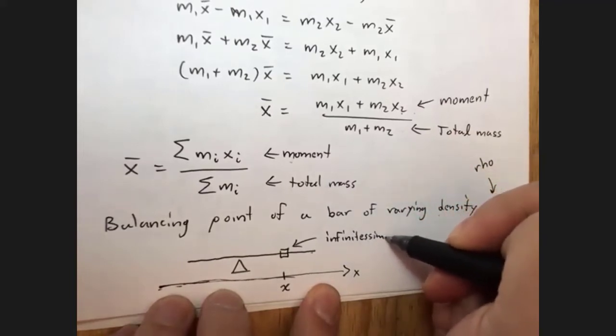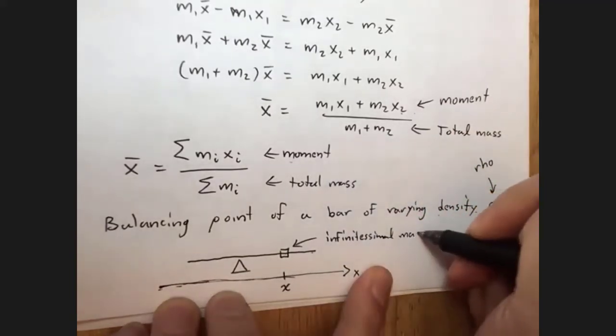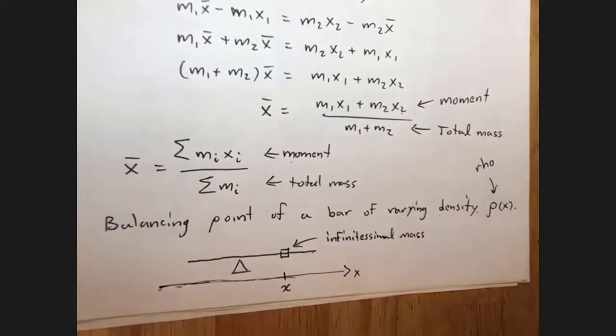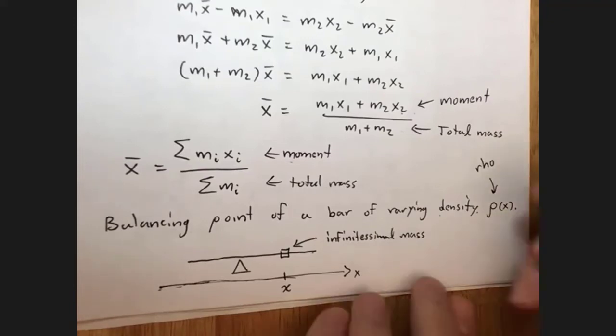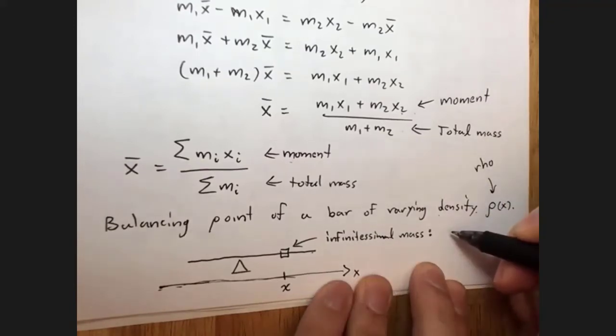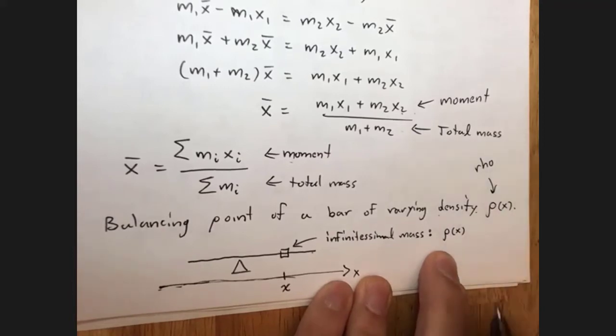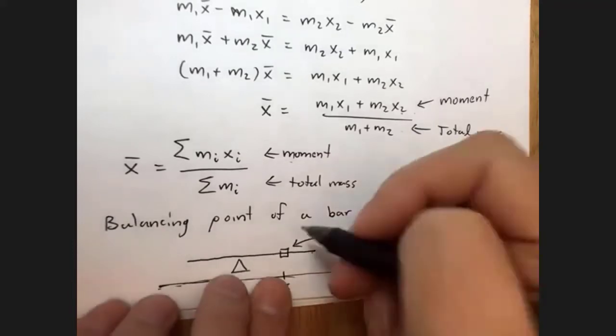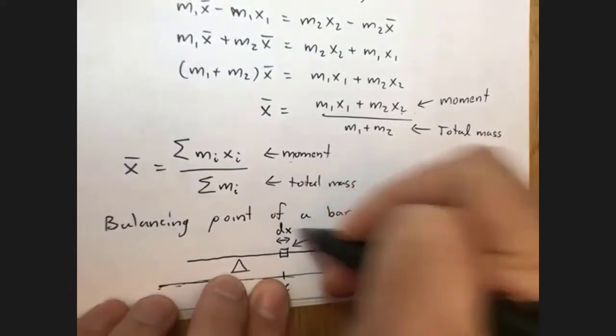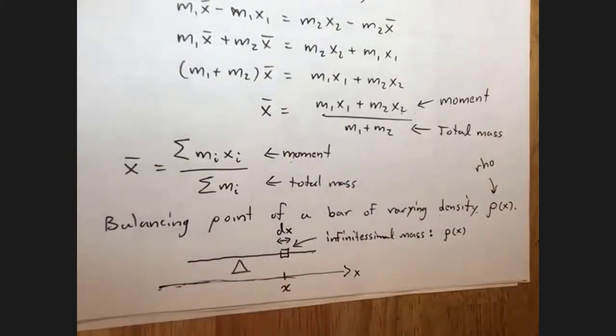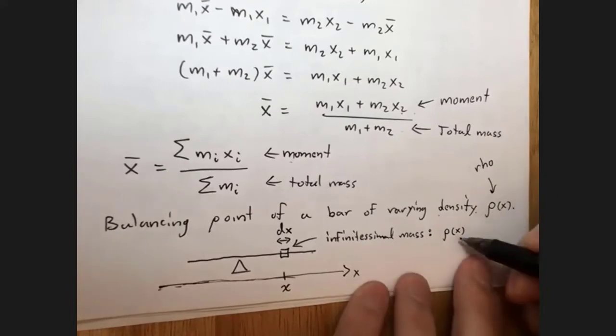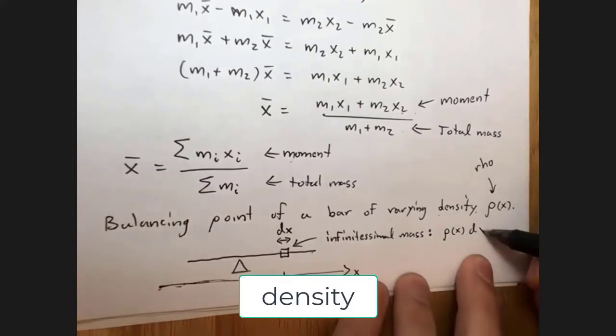Infinitesimal mass, because we're doing this over an infinitesimally small length of the wire, is going to be the density times an infinitesimal length. That infinitesimal length, in calculus, we call dx. So you imagine a tiny little length, and later we're going to take the limit as that length goes to 0. That's what makes it infinitesimal.